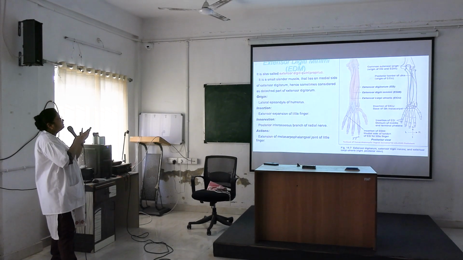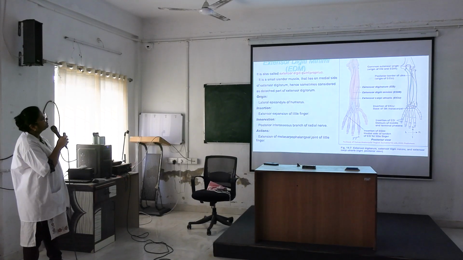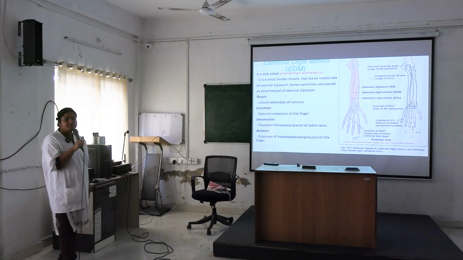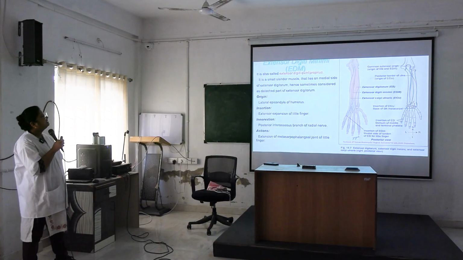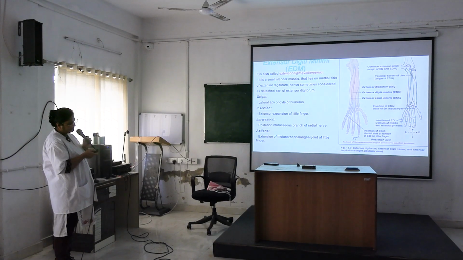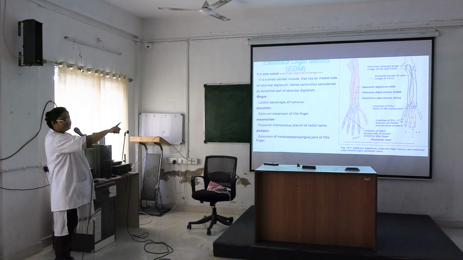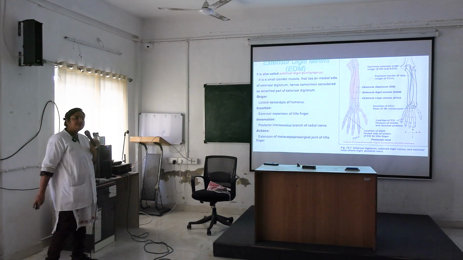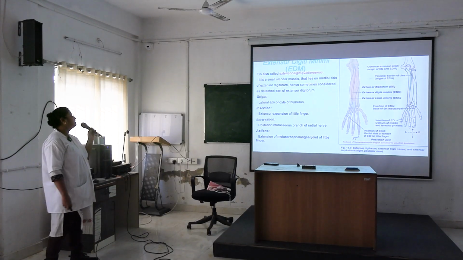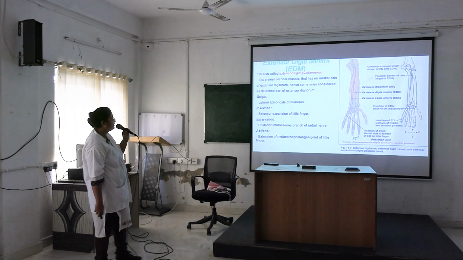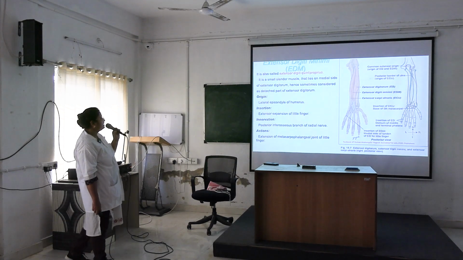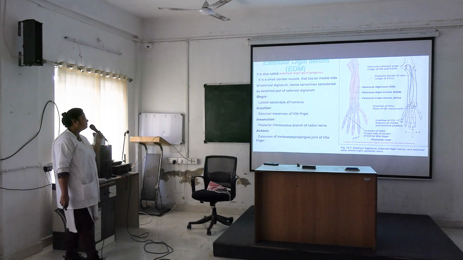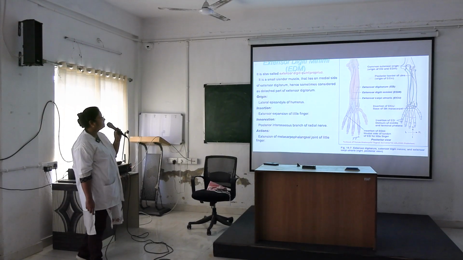Extensor digiti minimi is also called extensor digiti quinti proprius. It is a small slender muscle that lies on the medial side of the extensor digitorum. Origin is from the lateral epicondyle of humerus, insertion into the extensor expansion of the little finger. Innervation is by the posterior interosseous branch of radial nerve, and action is extension of the metacarpophalangeal joint of the little finger.